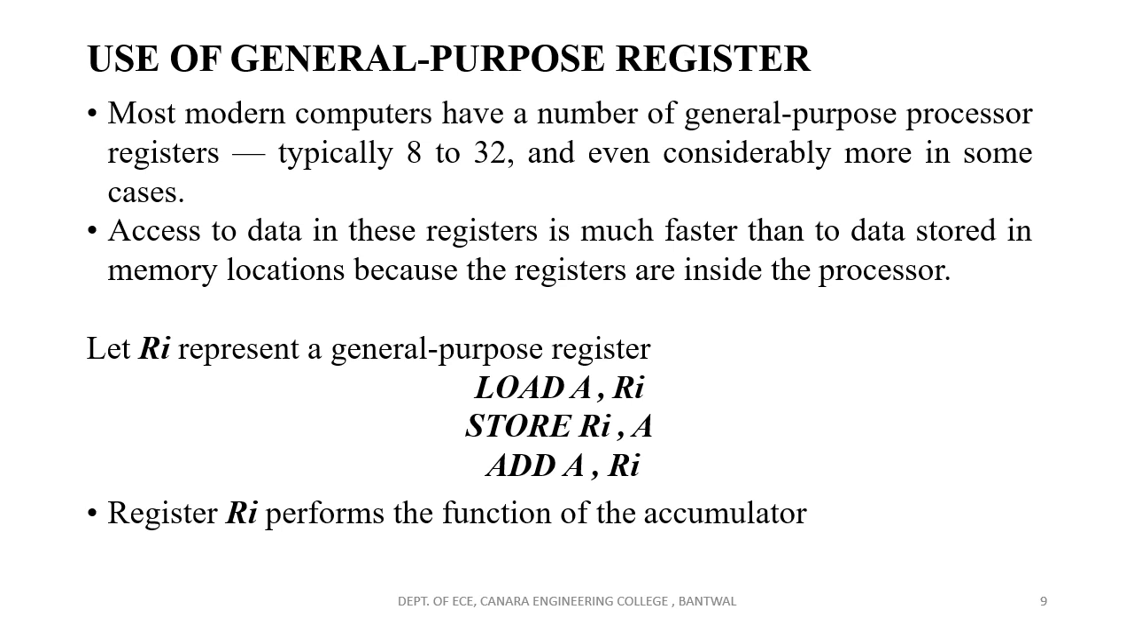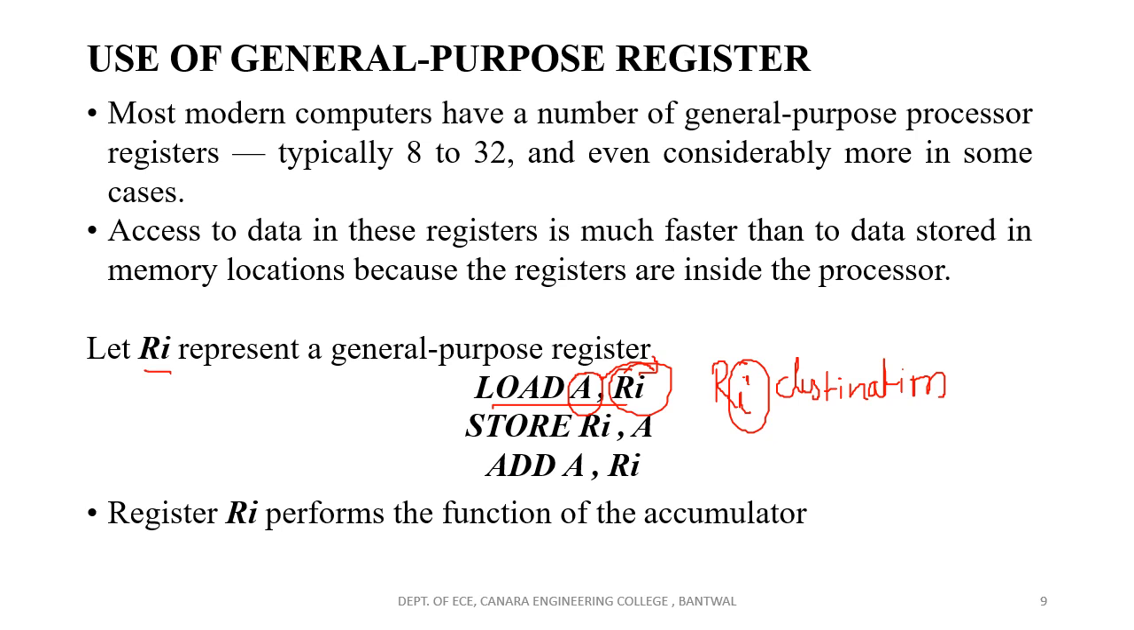Let Ri represent the general purpose register. In this case, load A, Ri: the content that is present in location A is copied to Ri. Here the register Ri is the destination register, and i represents the register number. If there are 8 registers, then i ranges from 0 to 7.